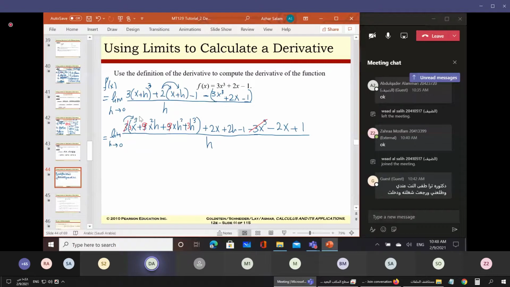So I omit minus 3x squared with plus 3x squared. And also, I don't have any other x squared and h squared, so I have here minus 1 with a plus 1. Minus 1 plus 1. And also I have plus 2x and minus 2x. Okay, so I can here write the remaining.